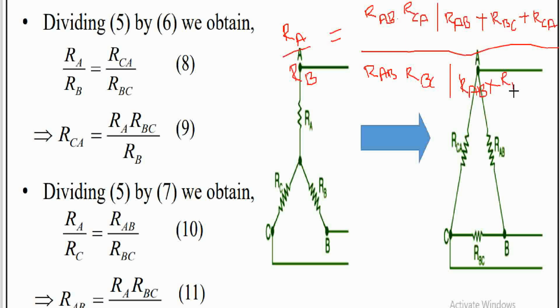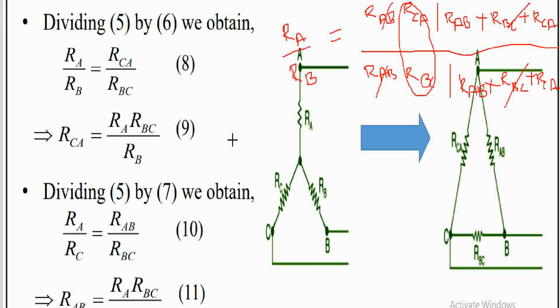So these are all from the delta to star transformation. We got these equations. By using 5 and 6 only we are writing, it is not new. If you have observed, this term and this term are common and RAB is common. So the remaining terms: RAB by RB equal to RCA by RBC. That is your equation number 8.